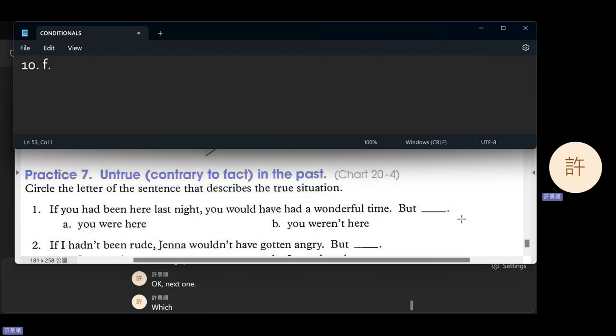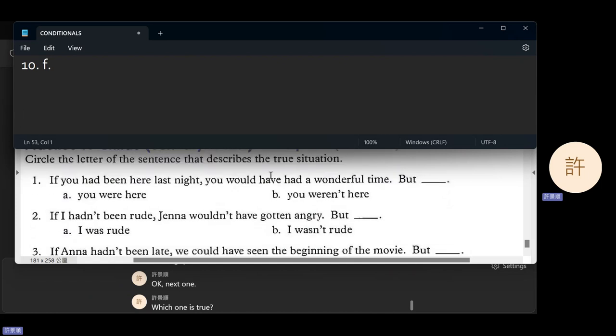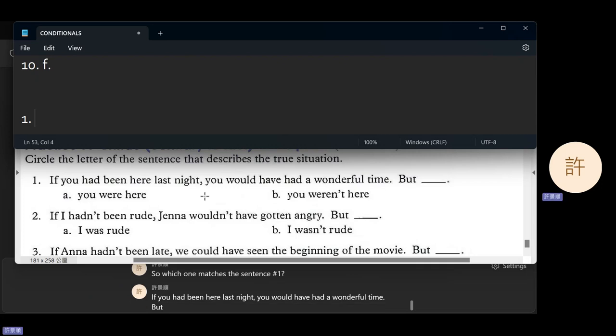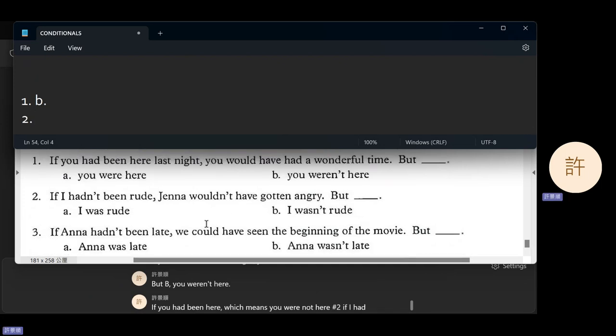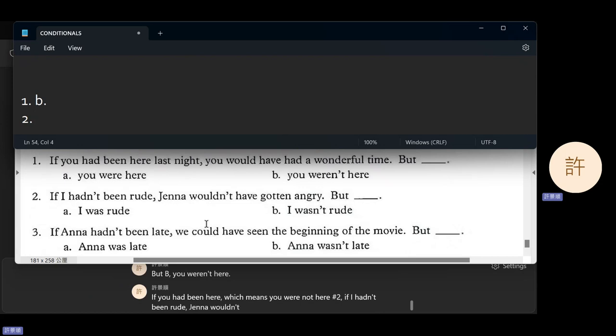Which one is true? So which one matches the sentence? Number 1, if you had been here last night, you would have had a wonderful time. But B, you weren't here. If you had been here, which means you were not here. Number 2, if I hadn't been rude, Jenna wouldn't have gotten angry. But A, I was rude.